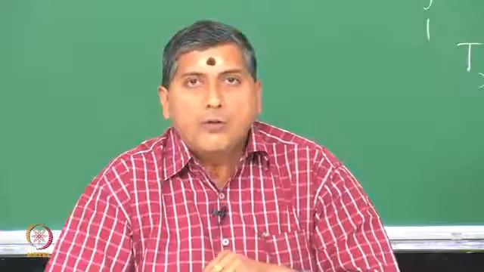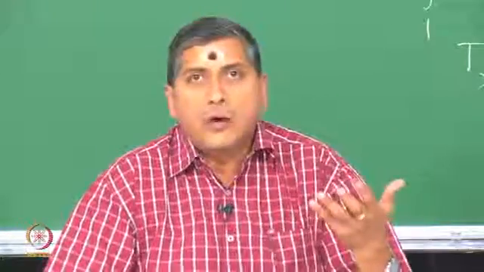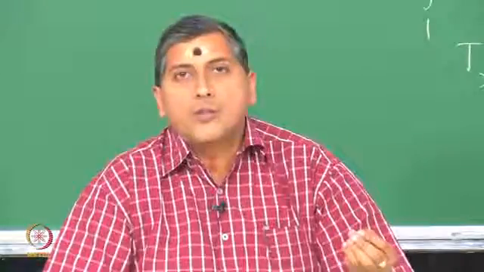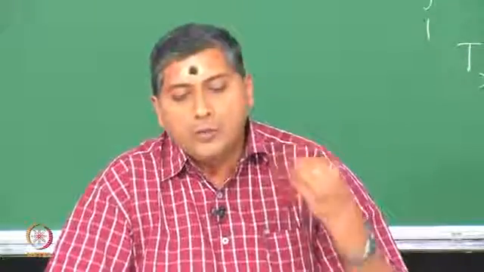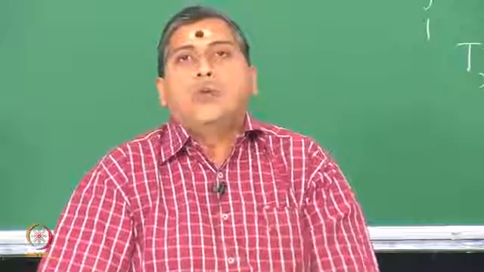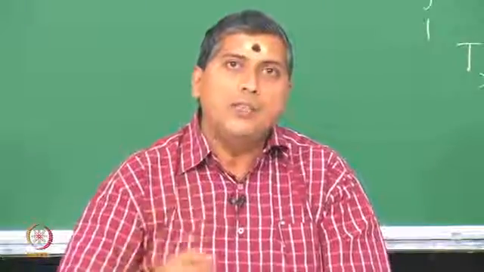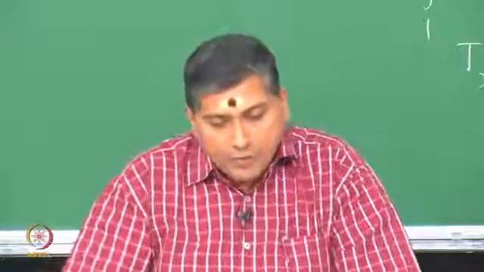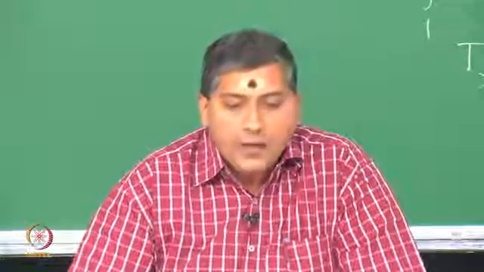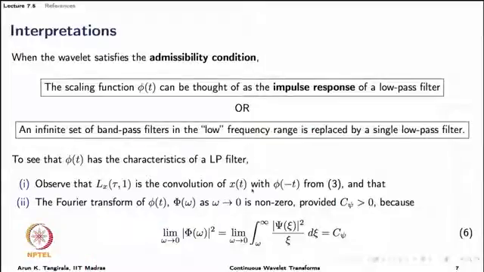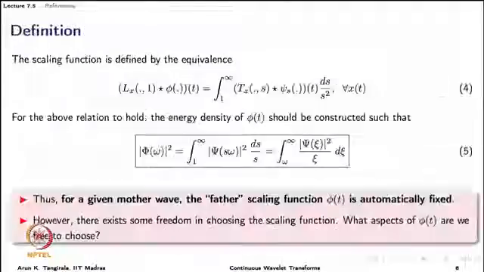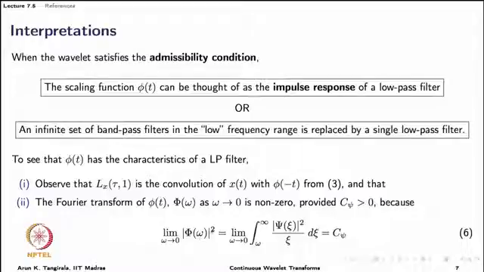Now, what do we want for a low pass filter? The Fourier transform of this low pass filter, or the frequency response function, should be non-zero at zero frequency. That is fairly obvious, because low pass filters necessarily have a non-zero magnitude in the FRFs. So, to see whether phi of omega has a non-zero value as omega goes to 0, all we do is evaluate the integral that we had in equation 5 in the limit as omega goes to 0. If the magnitude is non-zero, then phi of omega also will be non-zero.